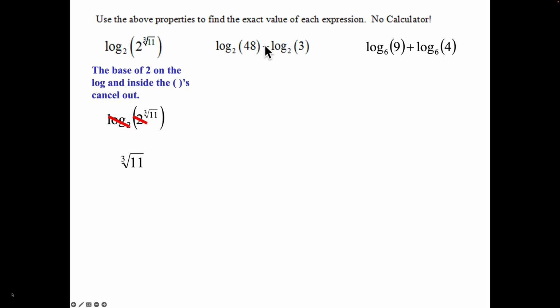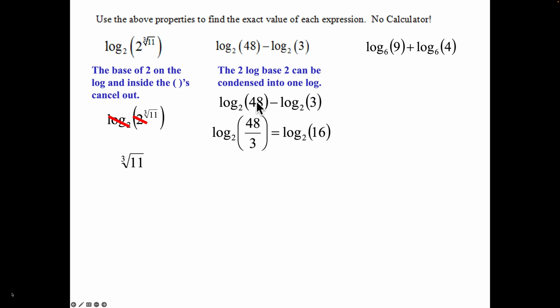Log base 2 of 48 minus log base 2 of 3. Notice that the base numbers are the same, but check out that minus sign. That's your quotient rule. That's where we're going to rewrite this as 1 log, and we're going to divide the 48 by 3, and that turns into a 16. And then 16 breaks down to 4 2's being multiplied together, which we can then change the 16 to 2 to the 4th, and now we have the same property we want to use from the previous problem. Cancel log base 2 and base 2, and we get 4 for an answer.